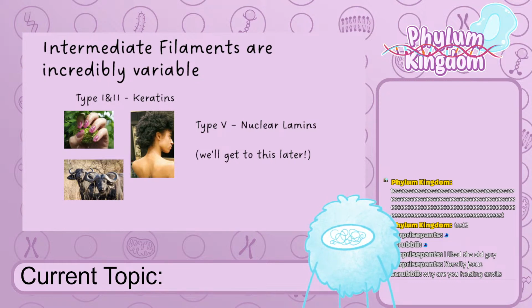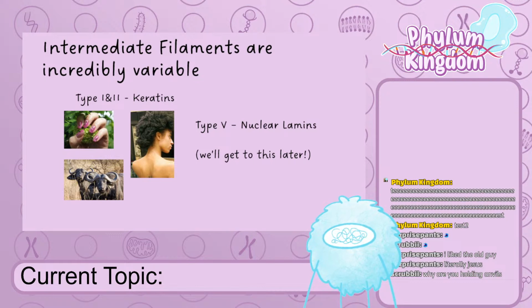Intermediate filaments. So Actin filaments are very small. They're actually nicknamed microfilaments. Intermediate filaments are a little bigger, and these proteins, which are also a part of the cytoskeleton, are incredibly diverse. So type 1 and type 2 are actually keratins, so they form the structural basis for a whole bunch of different things, like nails and hair and horns.